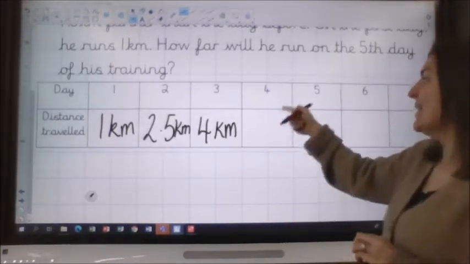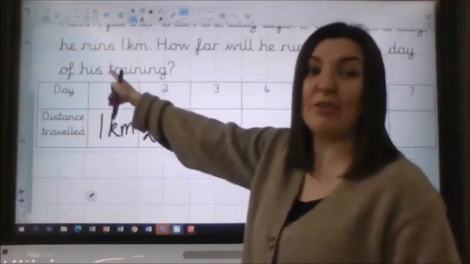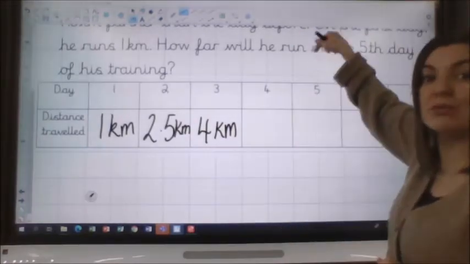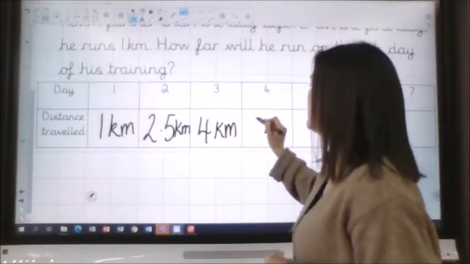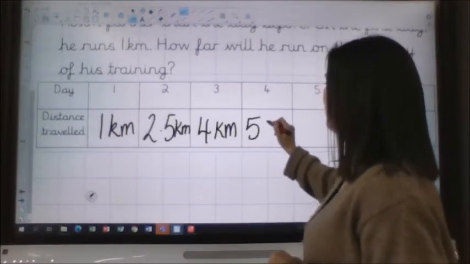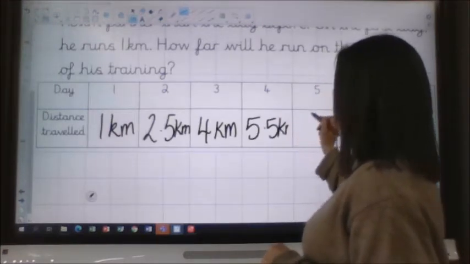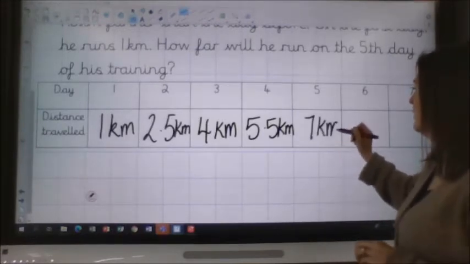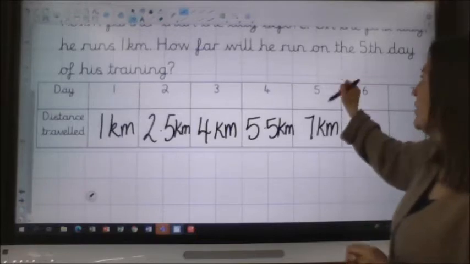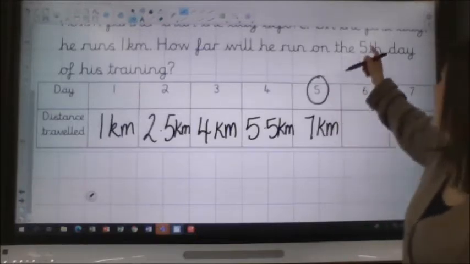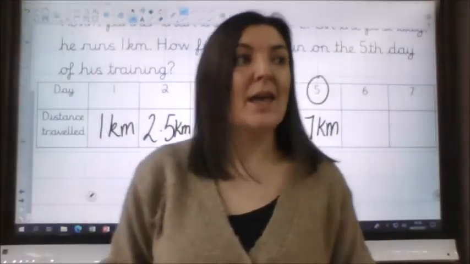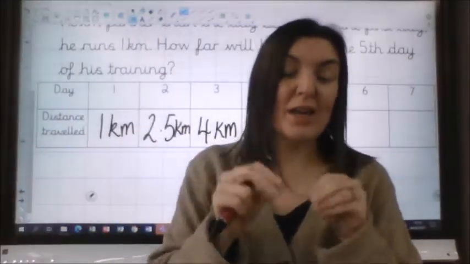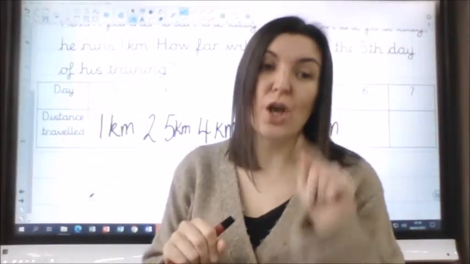Okay, so then the next day, look at the top here, I've put the day. So day 1, day 2, day 3, day 4. And I've got to work out what he runs on day 5. So then it would be 5.5 kilometres. And then it would be 7 kilometres. Okay, so on day 5, because that's the day that I've been asked to work out, he would run 7 kilometres.